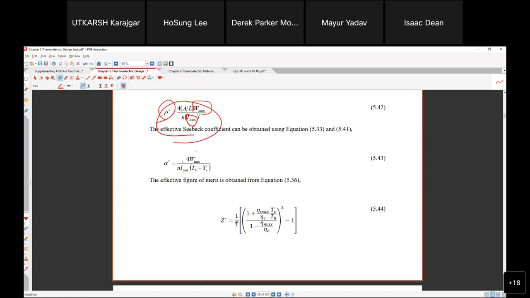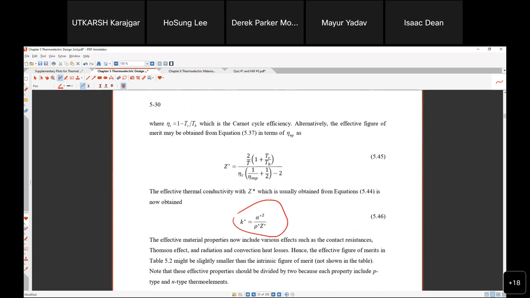That's what we are interested in. So still, we are able to calculate the ideal equation using the effective material property. Do you understand that? That is a little hard to understand.